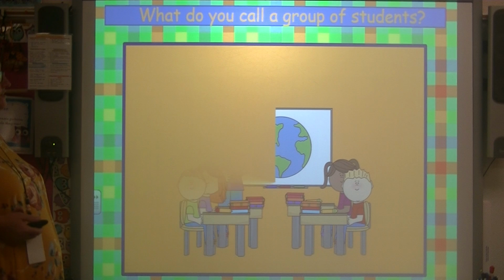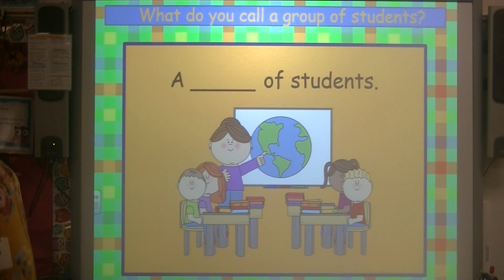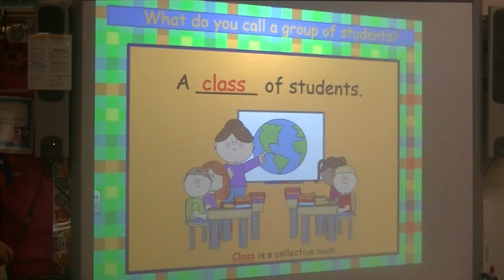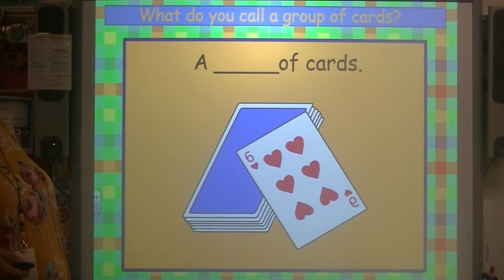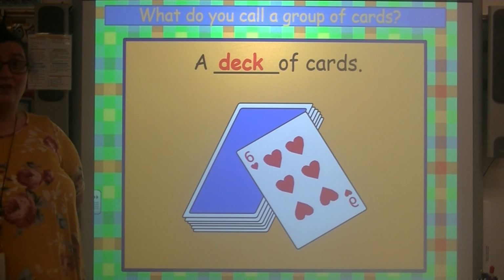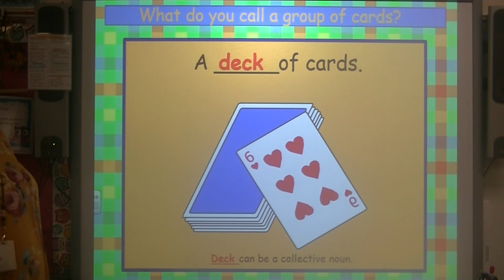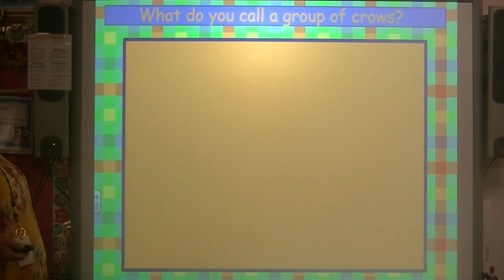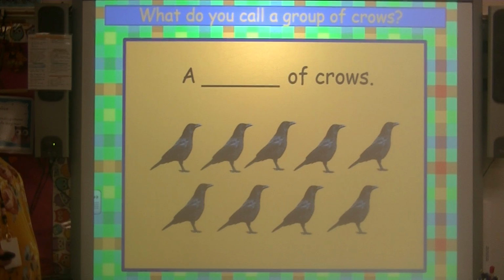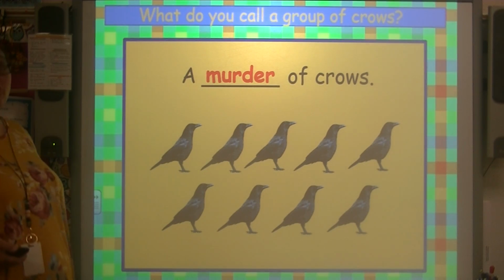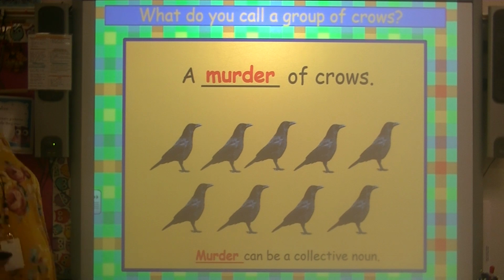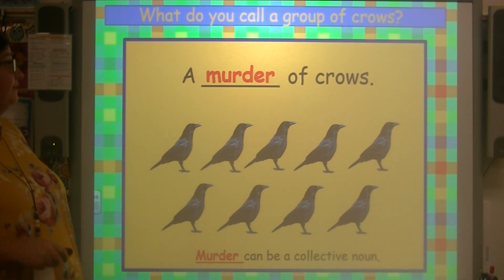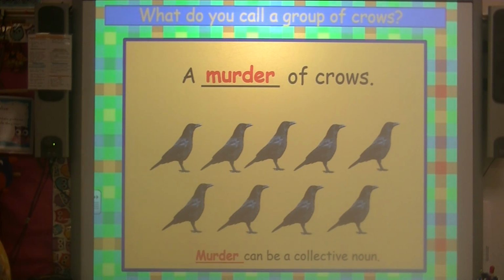What do you call a group of students? A blank of students? A class of students. Class is your collective noun. What do you call a group of cards? A blank of cards? A deck of cards. Deck is your collective noun. What do you call a group of crows? A murder of crows. Murder can be a collective noun. Not every time you use that word, but if you use it talking about a group of crows, it is a noun.